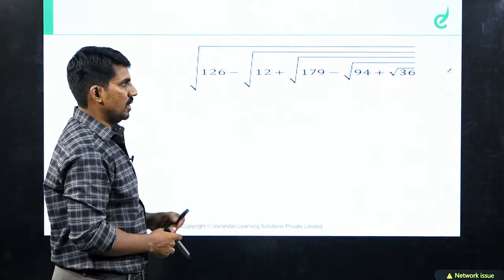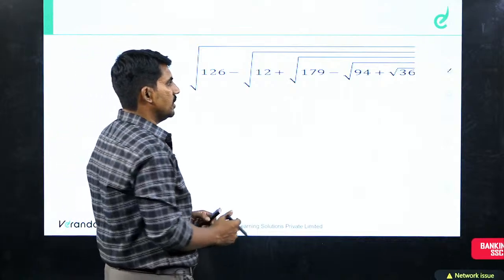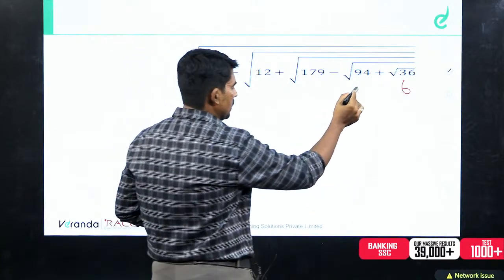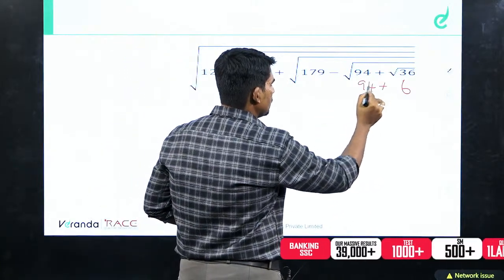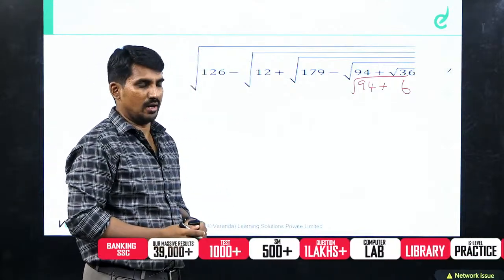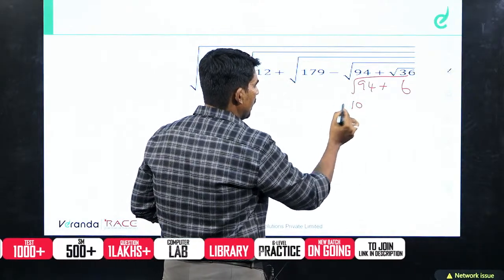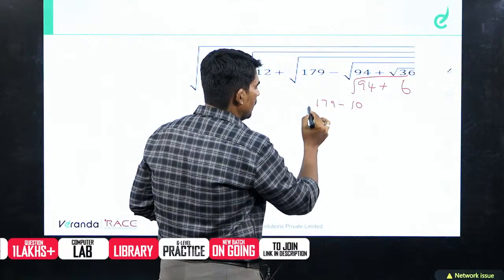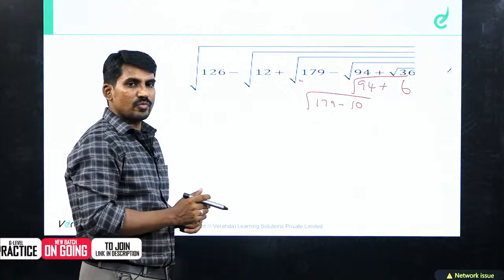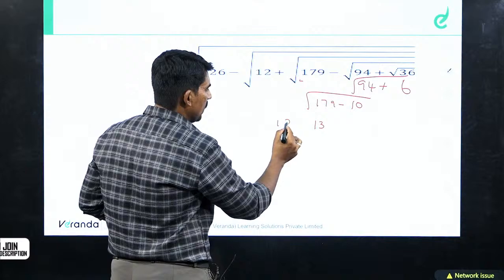Now, next question. Try this question. 36. Root 36, we understand 6. Then we are having 94 plus 6 under root. 94 plus 6 is what? 100. Therefore, root 100 is what? 10. Therefore, instead of this, we can take 10 and 179 minus 10. 179 minus 10, what is the value? 169. Root 169 is what? 13.